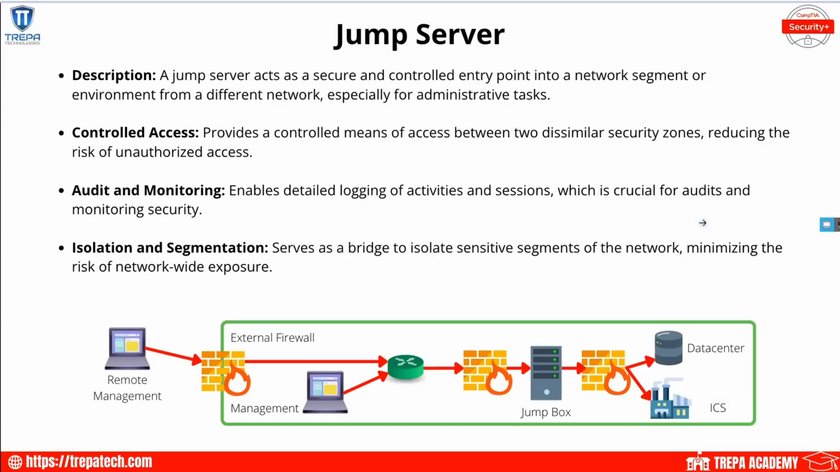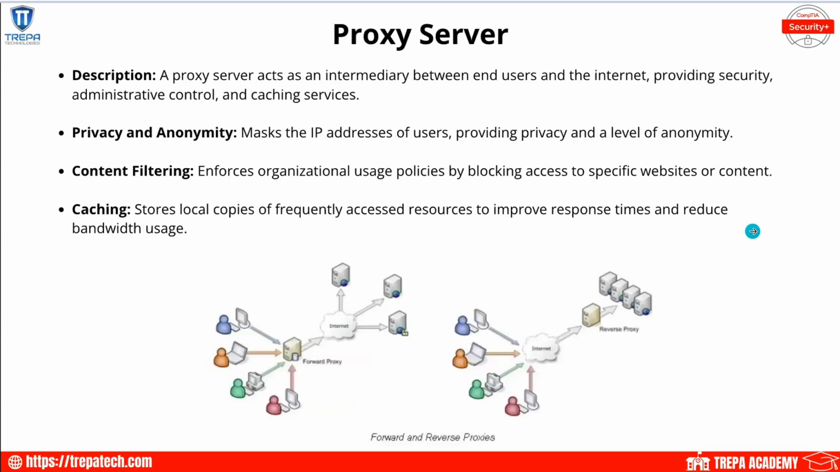A jump server acts as a secure and controlled entry point into a network segment or environment from a different network. Essentially, with a jump server, we're going to remote into that jump box or server instead of directly going to our enterprise or ICS systems. It's just kind of like that man in the middle, that's going to allow us to still keep that separation between our different networks, but allowing us to remote in from a single entry point, that jump box.